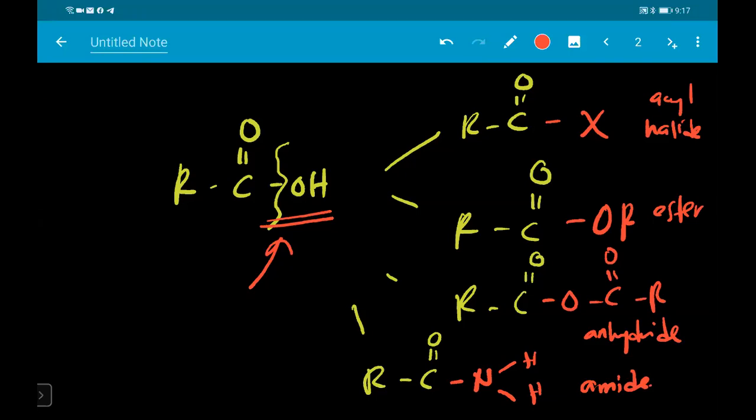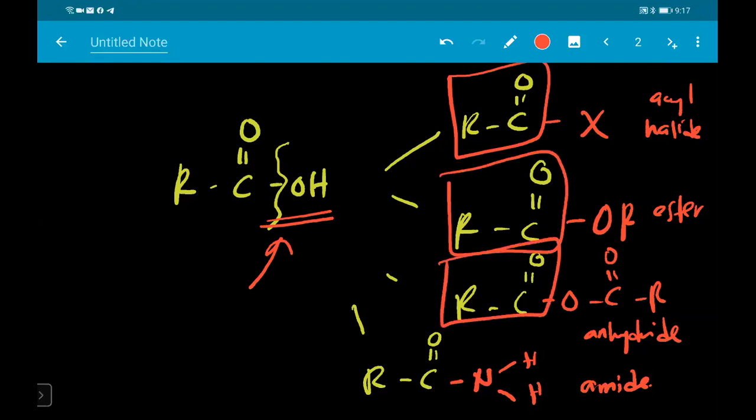In general we can say that all of the carboxylic acid derivatives are children of carboxylic acid. After all, they inherited the structure C double bond O. See, all of them have this C double bond O structure, just like us and our parents.